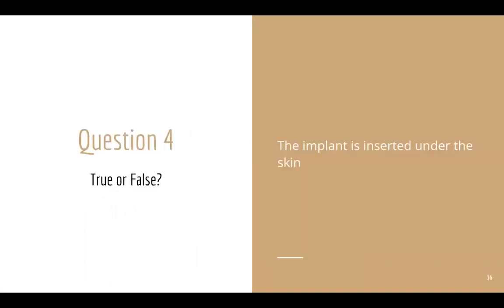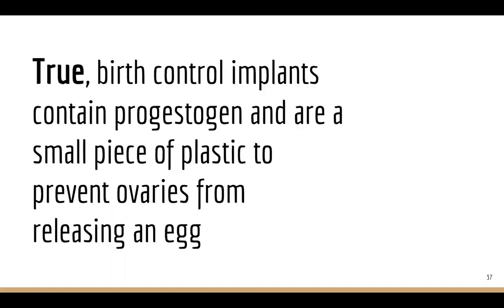Question 4. The implant is inserted under the skin. True or false? The answer is true. Birth control implants contain progestogen and are a small piece of plastic to prevent the ovaries from releasing an egg.